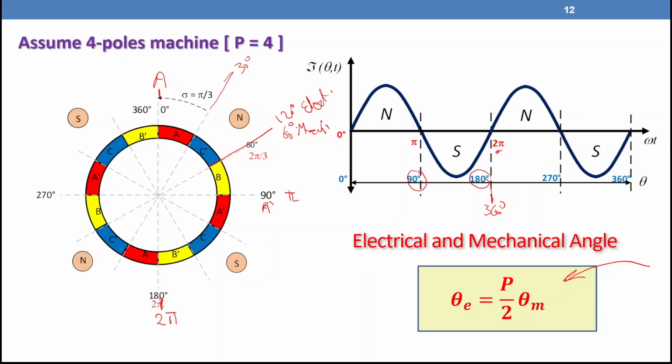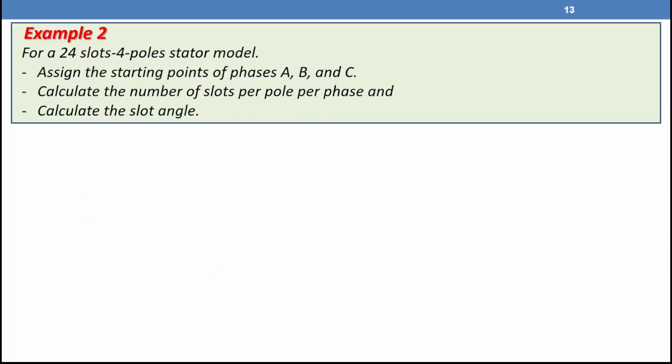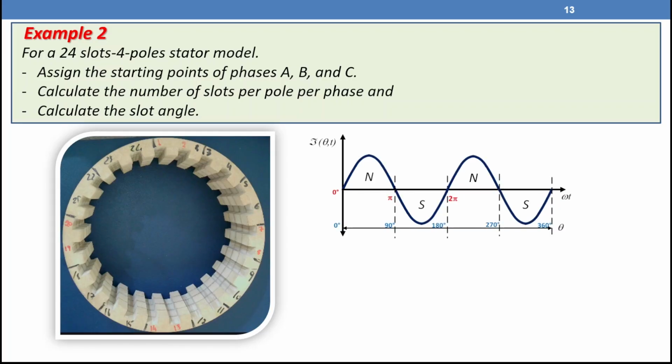So now we generalize the case. Whatever the number of poles, we need 120 degree electrical and 180 degree electrical. Let us repeat the previous example for the same 24 slots stator model we see here, but this time for 4 poles instead of 2 poles. So we need to assign the starting points of phases A, B, and C. We need to calculate the number of slots per pole per phase, and we need to calculate the slot angle.